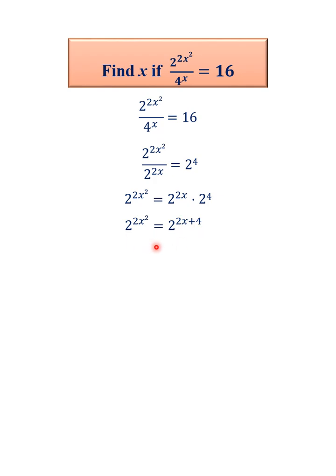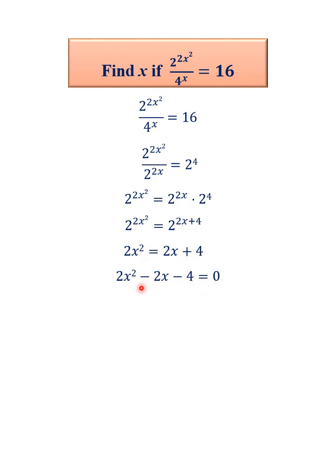Now you can see that the bases are the same. Left hand side and the right hand side have the same base. What it simply means is that the power will be the same as well. So 2x squared will be equal to 2x plus 4, equating the power. Now you are having a quadratic equation. To make it a proper quadratic equation, let's take the right hand side to the left. Let's transpose. So we are going to have 2x squared minus 2x minus 4 equals 0.